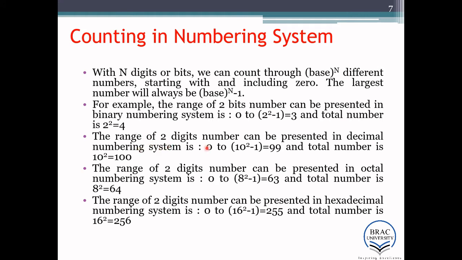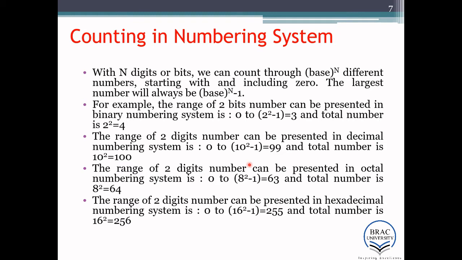For a 2-digit number that can be presented in the decimal number system, the base is 10 if you compare with this equation, and for 2 digits the power is 2. So the decimal number system can be represented between 0 to 99 and total number is 100.